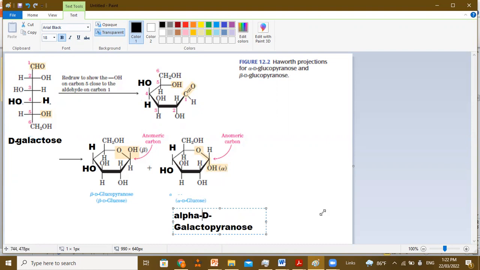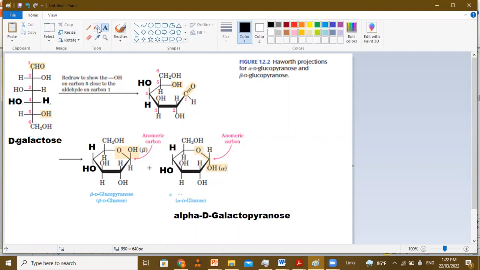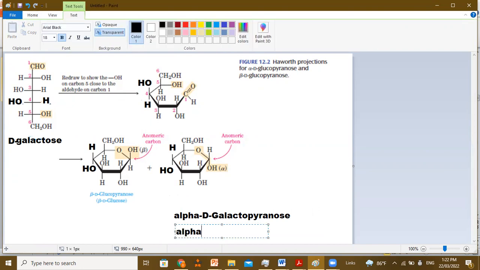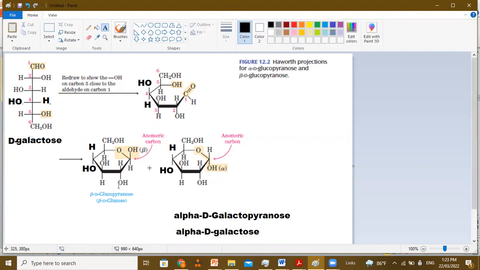So the short name for this is alpha-D-galactose.